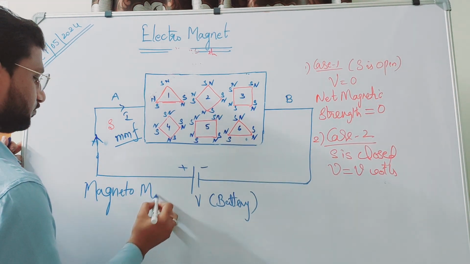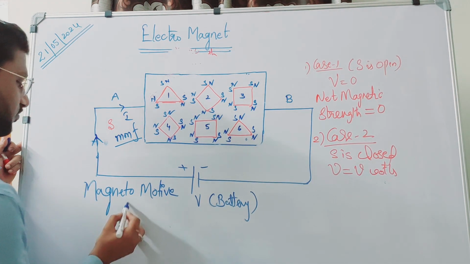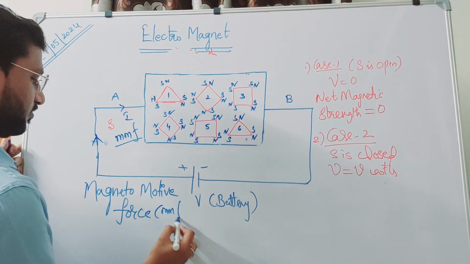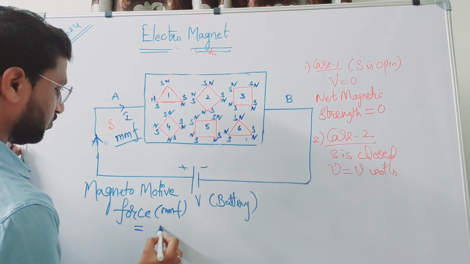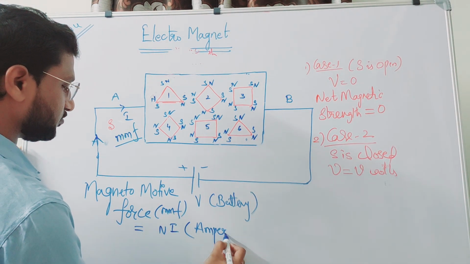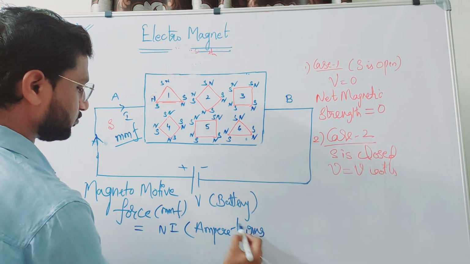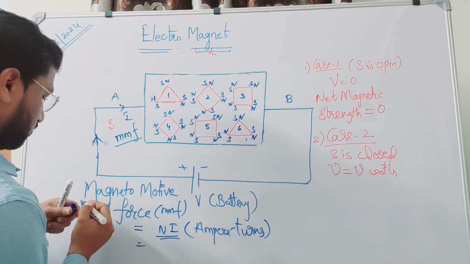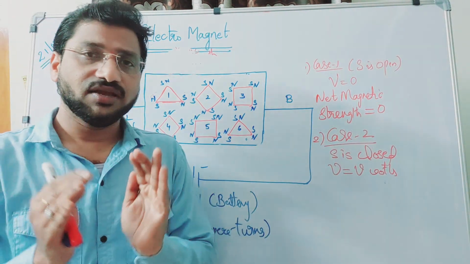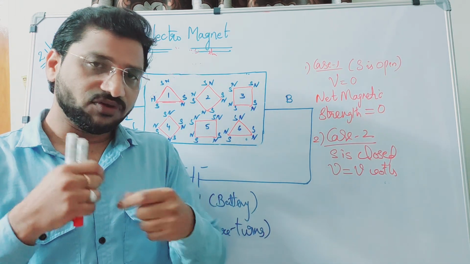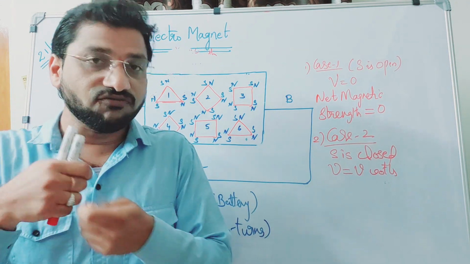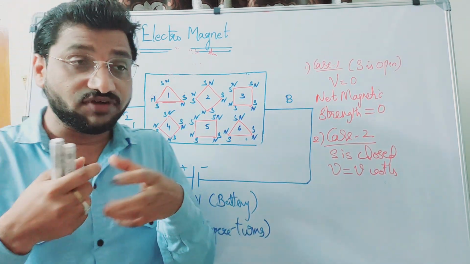Magnetomotive force. It is MMF, alright, and that is equal to the number of turns into current, and the unit is ampere turns, right? N into I. So what is N? I said it is a material. Basically, the magnetic property is more in solenoid type materials, where we have a number of turns or number of windings.